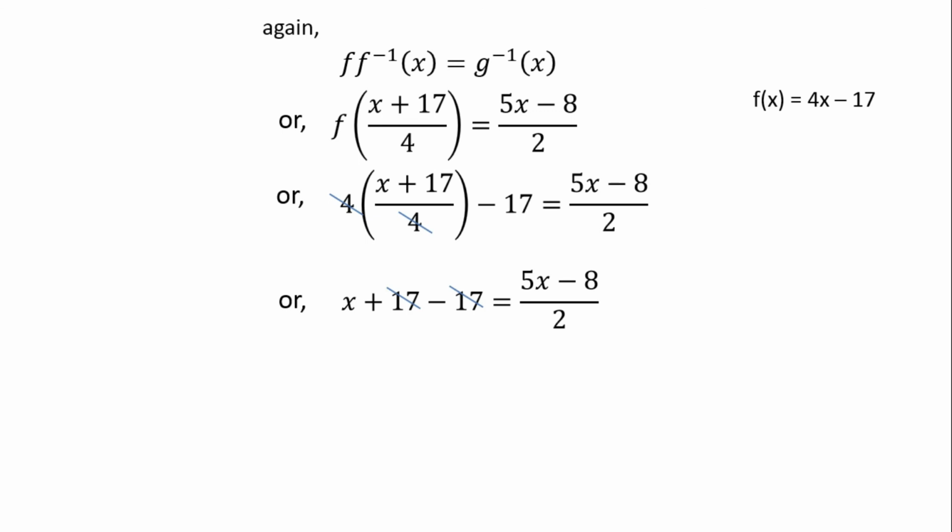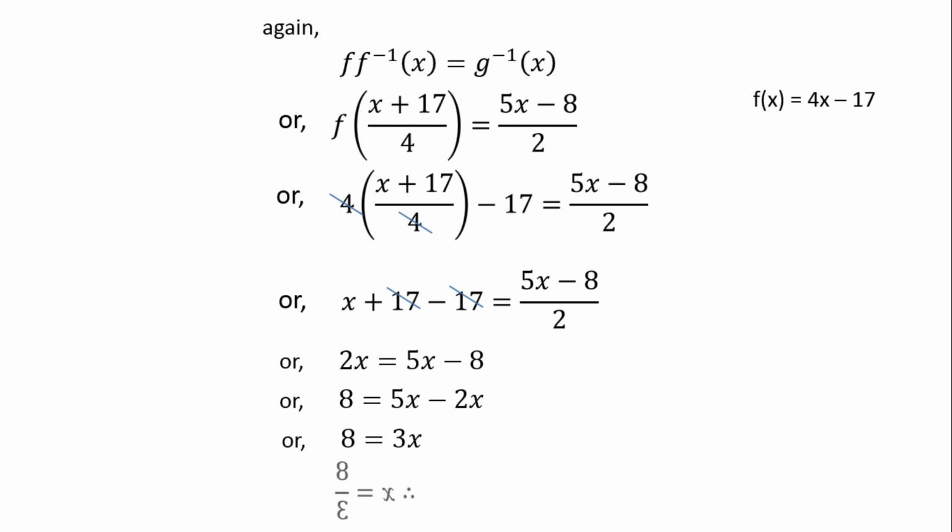Then cross multiply by 2, we get 2x equals 5x - 8. Now changing the side, 5x - 2x equals 8. Then 3x equals 8. So the value of x is 8/3. In this way we can solve this kind of problem.